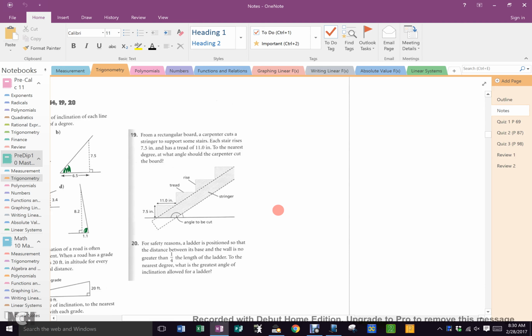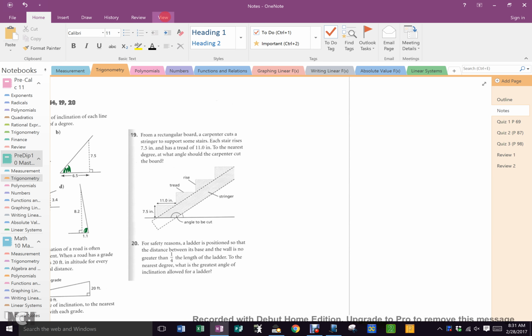Okay, from a rectangular board, a carpenter cuts a stringer to support some stairs. This is the stringer, okay? Because it's supporting the stairs. Each stair rises 7.5 inches at a tread of 11 inches. To the nearest degree, what angle should the carpenter cut? So, the carpenter needs to cut this angle here, yes?